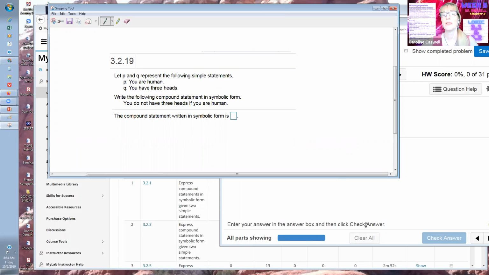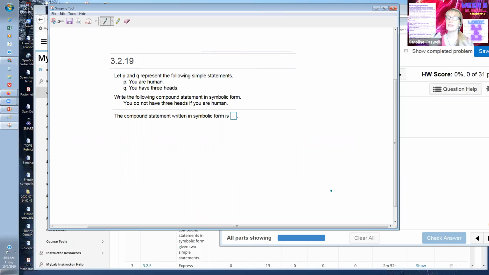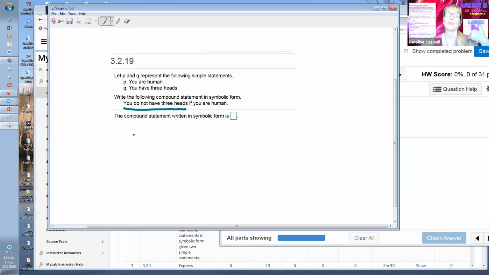Now today we're using a lot of symbols, and so you're gonna need to get comfortable with the symbols, and this is why the homework is so important, because you have to do this and work through it as you're at home. All right, so we have P as human, and Q, you have 3 heads. That doesn't have to make sense, it's just the way they've decided to do it. Now what we want to do is write this in symbolic form. So this says you do not have 3 heads. So you do not have 3 heads is represented how? If Q is you have 3 heads.